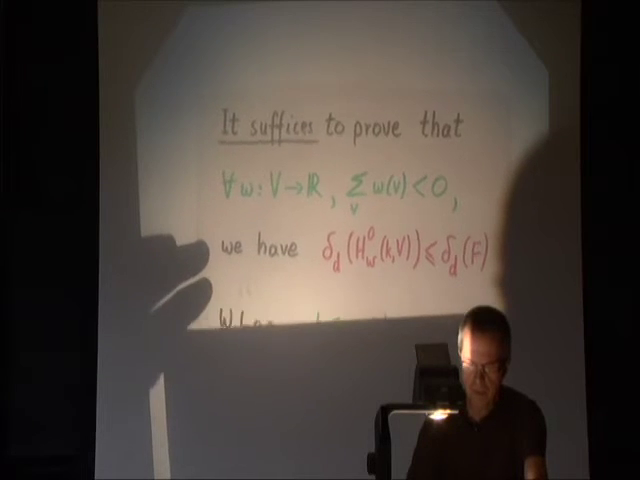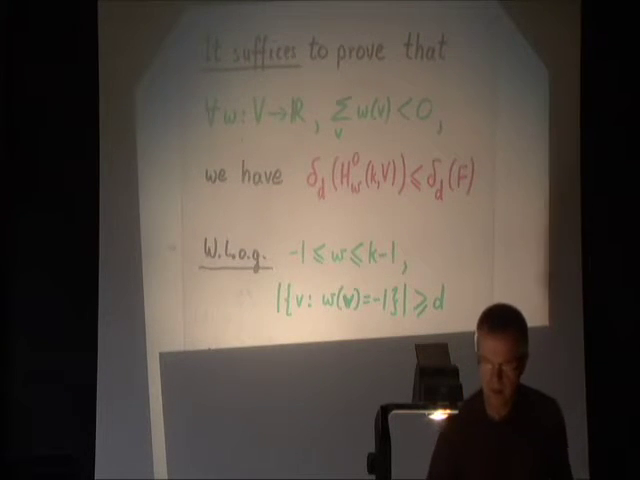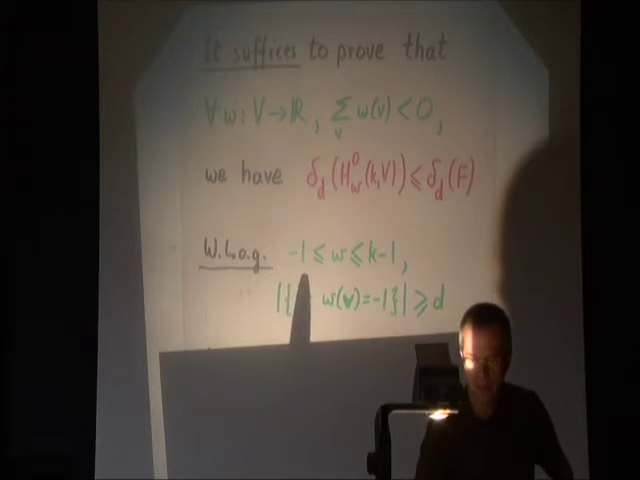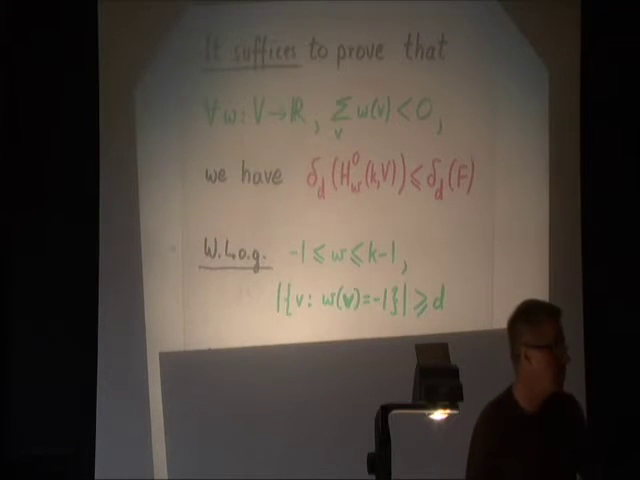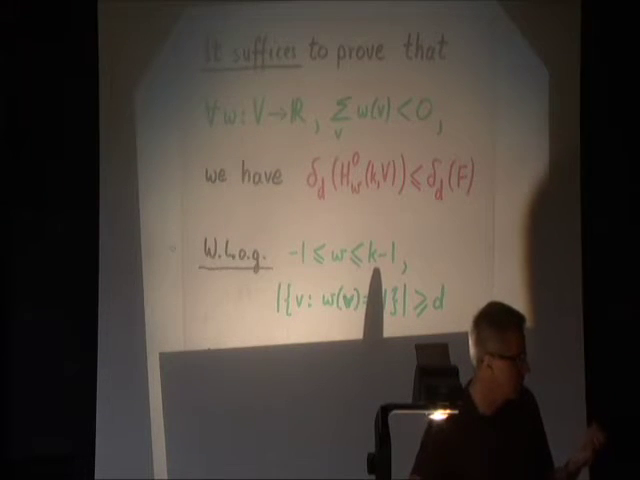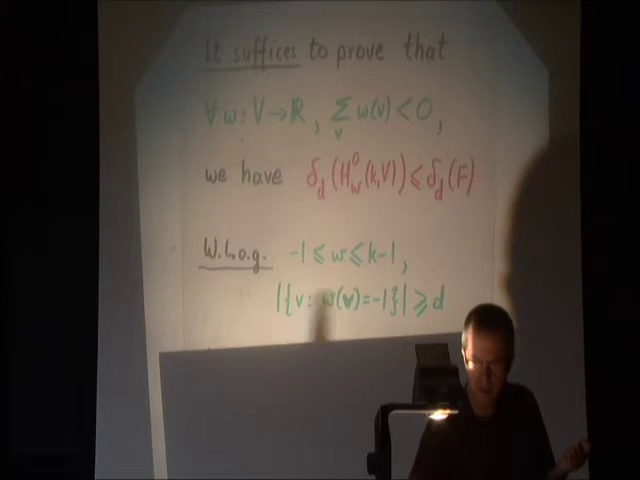Now, without loss of generality, we can assume that the smallest weight is -1, just by dividing. The 0 condition doesn't change if you divide. And then of course, if the smallest is -1, we can assume that the largest is not bigger than k minus 1, because otherwise every vertex with more than that weight already has all its degrees complete. So we can restrict to this.